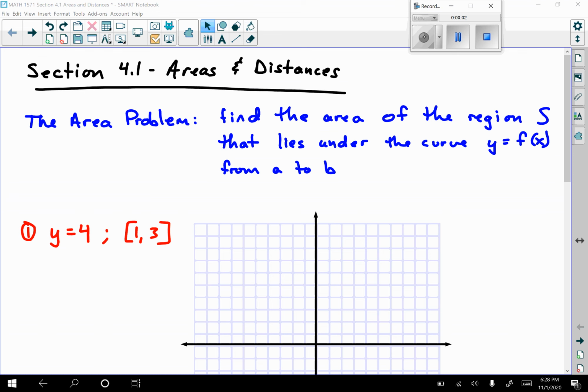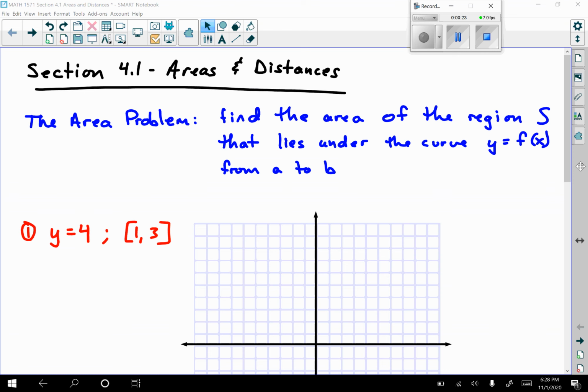In this section, we're going to take a look at two specific types of problems. First is the area problem, and then the second is a distance problem. So the area problem is to find the area of the region S that lies under a curve y equals f of x on a closed interval from x equals a to x equals b.